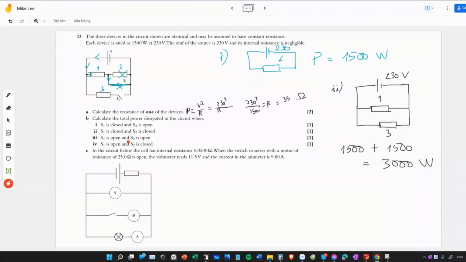The third case, S1 is open and S2 open. So please now do it yourself. For the third case, S1 open and S2 open. So what happens? What is the structure of the circuit in this case? Oh, it will be a series with 2 resistors, 1 and 2. Yeah, exactly. So please draw the circuit as a small diagram below.